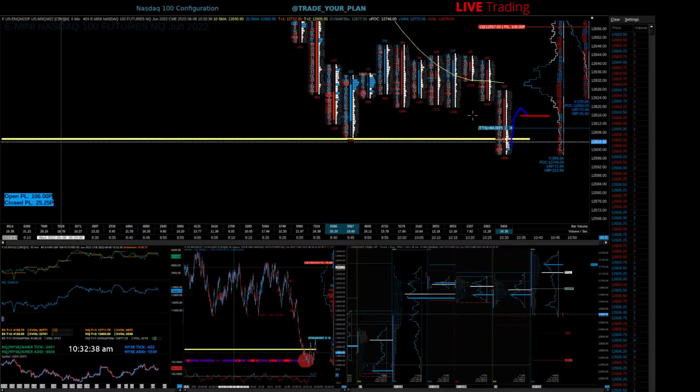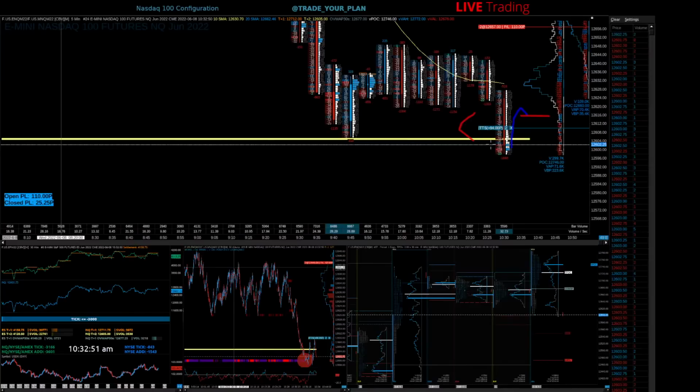This is a trail stop order right here. That's what that is. TTS, like Tango Tango Sierra. It says plus 94. That's the amount of points in profit these 2 contracts, MNQs, are. And the TTS stands for trailing stop.